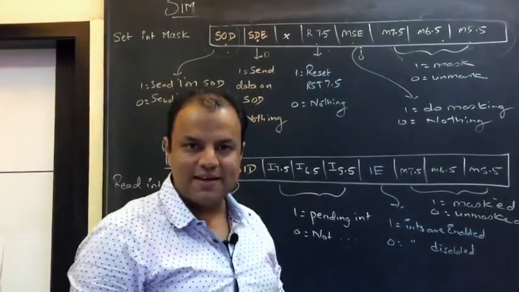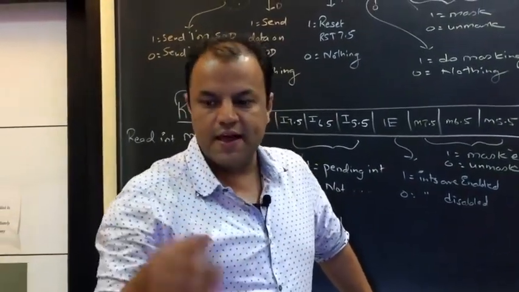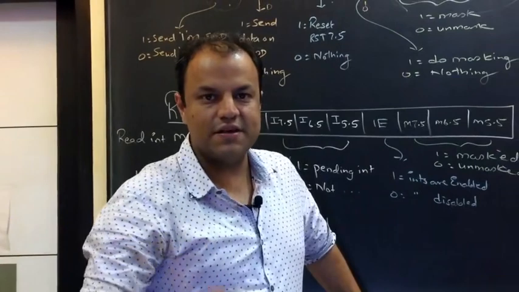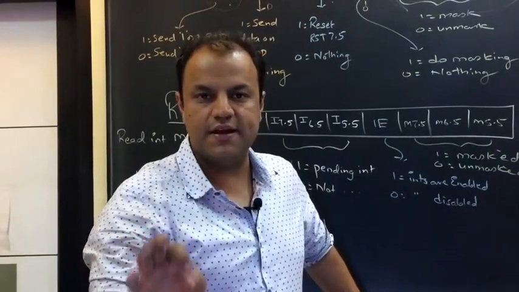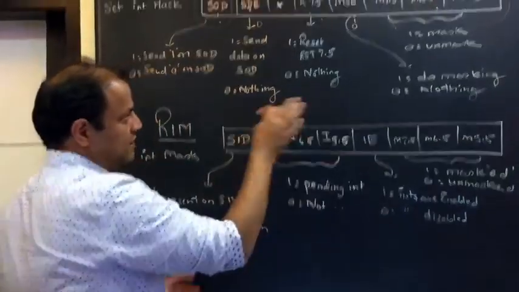Let's take a programming example. Suppose the question comes in the exam: draw and explain SIM instruction, and hence, mask RST 5.5 and 6.5. That's it. That's your question. Mask RST 5.5 and 6.5. Come on. First you will explain the SIM instruction.